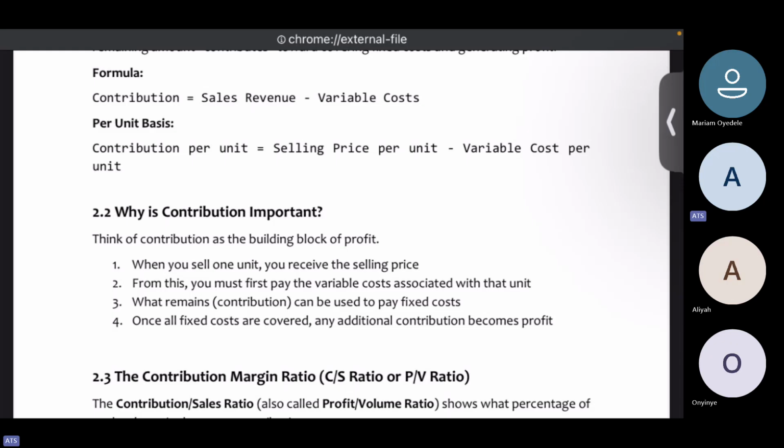So it's like, okay, product A is contributing more. Let me sell more of product A. Product B is not really doing anything. Let me discontinue this one or reduce how I sell it. Do you understand? So that's why contribution is important.